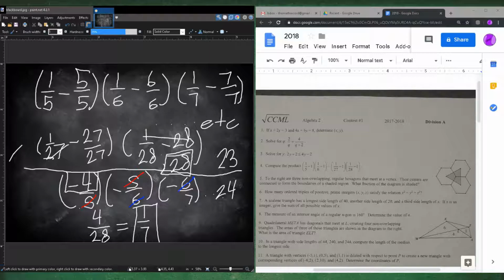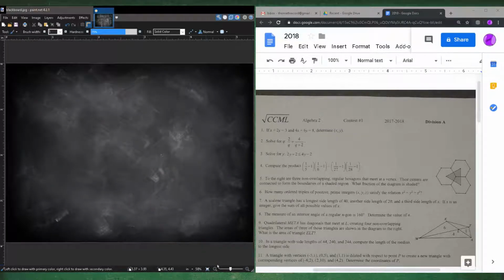So if you ever see any patterns with multiplying and adding, there's usually a pattern where you can start canceling out numbers, and it's usually just the first number and the last number. But sometimes it might be a little different than that.